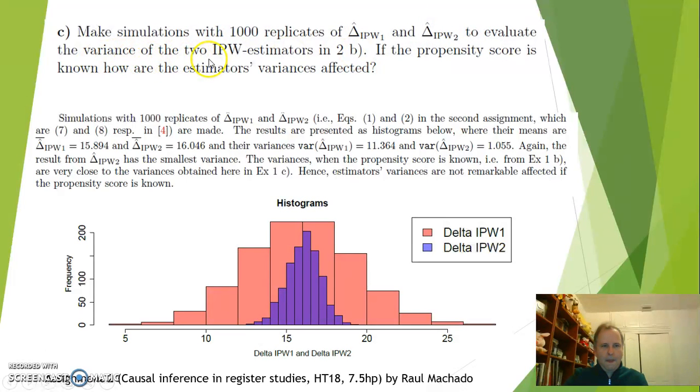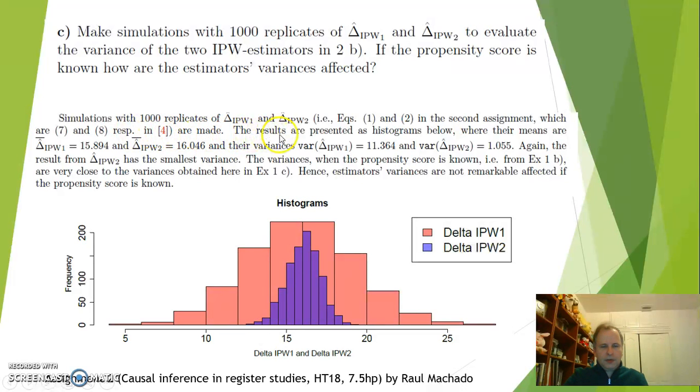Okay. Here in C, make simulations with 1,000 replicates of the first estimator and second estimator to evaluate the variance of the two estimators in 2B. If the propensity score is known, are the estimators' variances affected? First, I did the replicates, and they give two distributions from which we get means. So, simulation of the 1,000 replicates of the first and second estimator. I see these questions 1 and 2 in C in the assignment, which are the same as equations 7 and 8 in the paper.